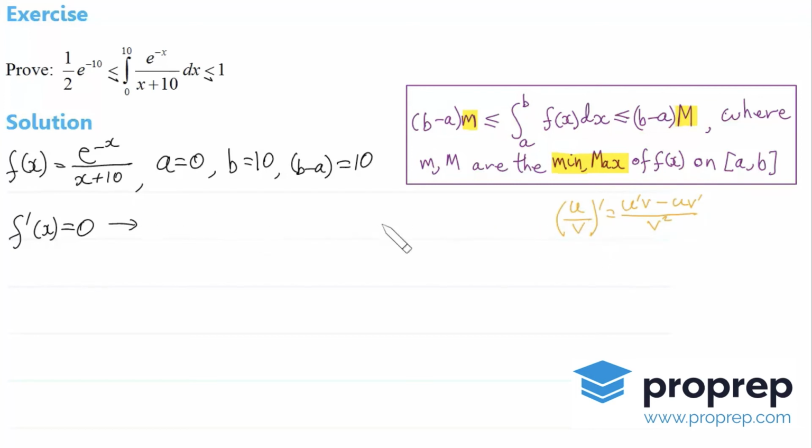So I get u prime is minus e to the minus x times v, which is x plus 10, minus u, which is e to the minus x, times v prime, which is 1. All this over x plus 10 squared. And this has to equal 0.